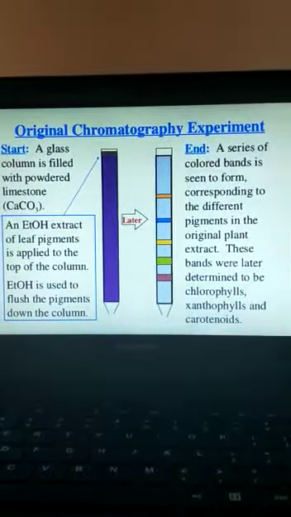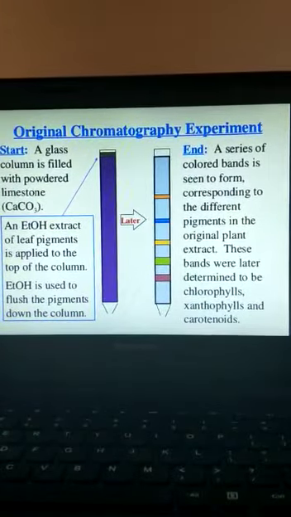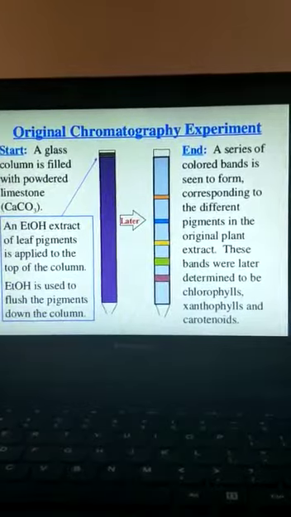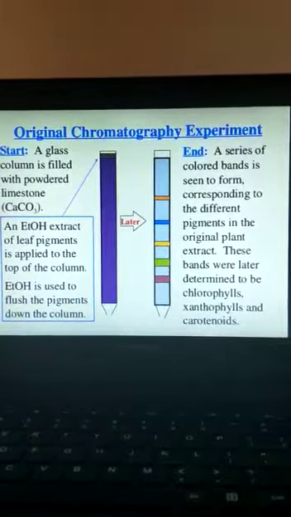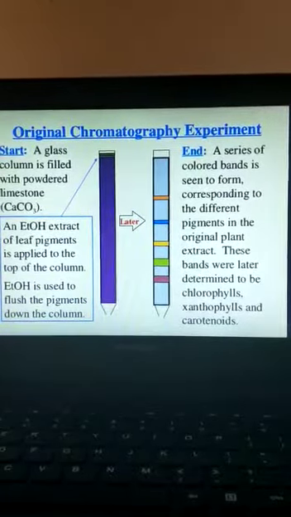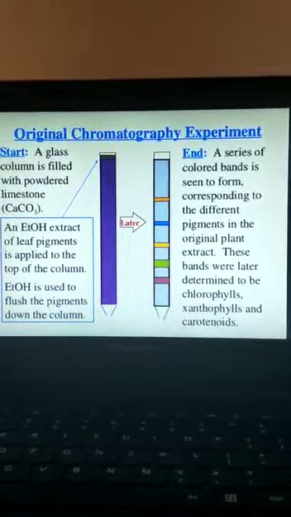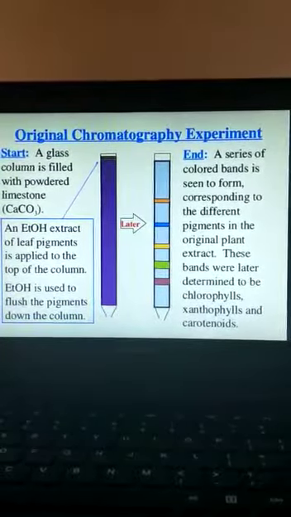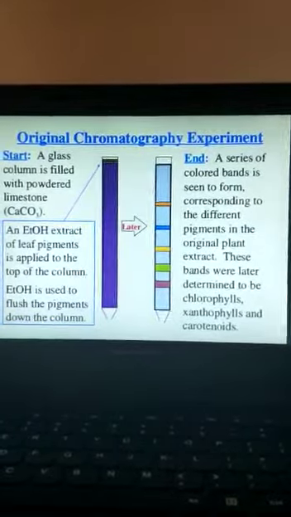In this experiment, he filled a glass tube, also called a column, with calcium carbonate and applied leaf extract to the top of the column. He used ethanol to flush pigments down the column. He observed various colors of bands in the column.